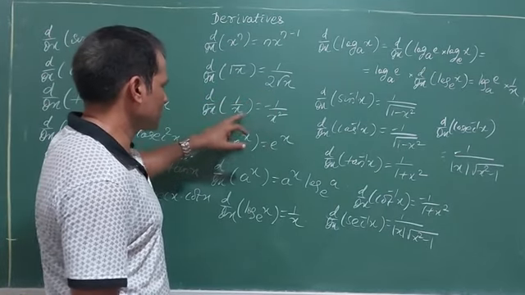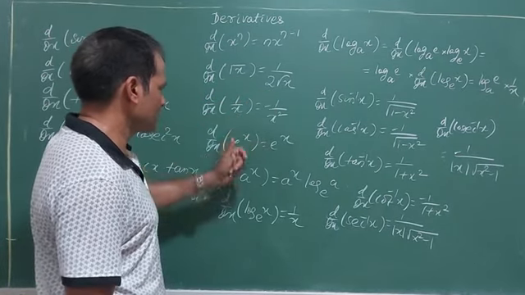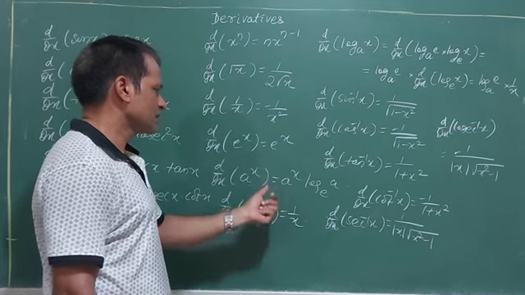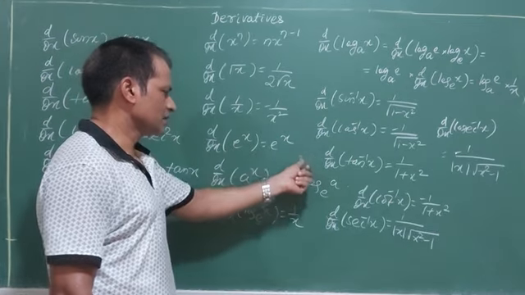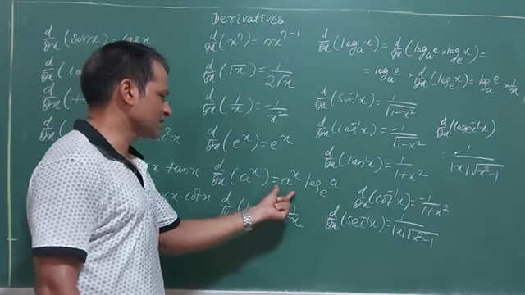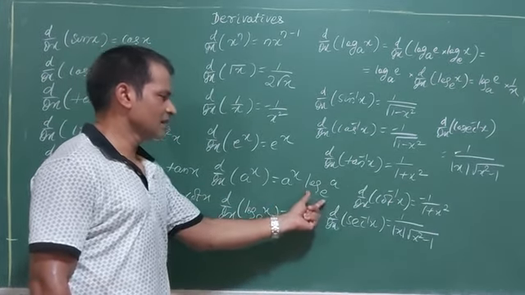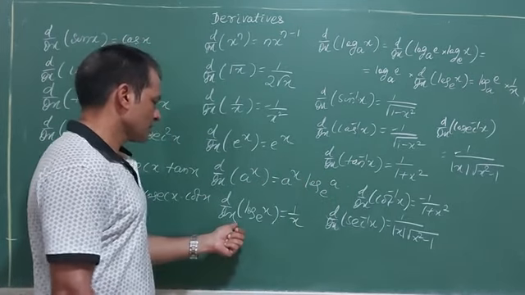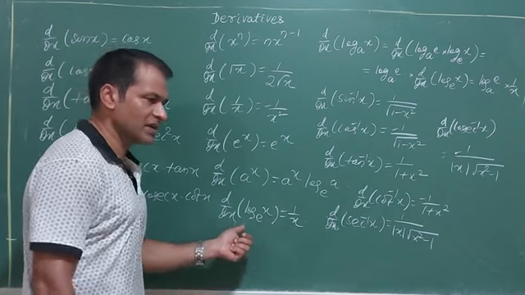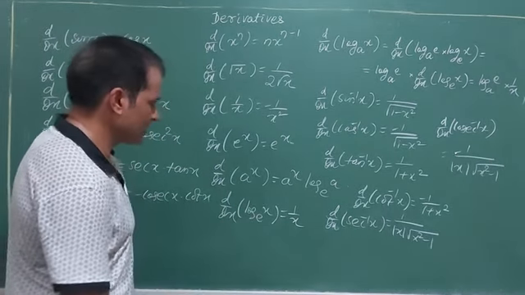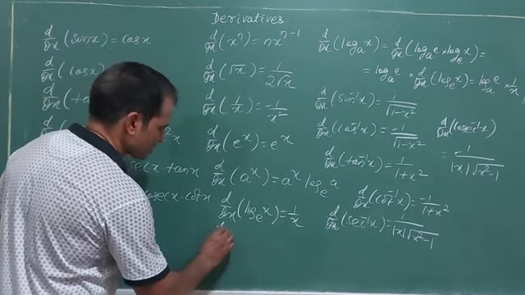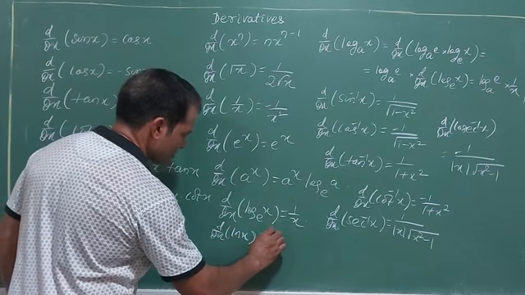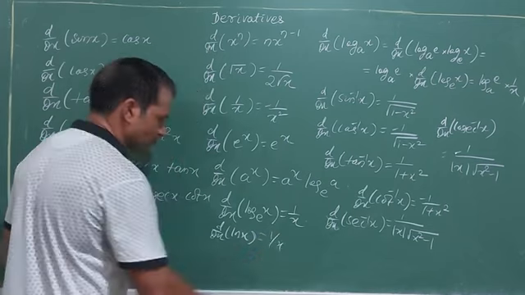1 by 2 root x, 1 by x, minus 1 by x square. Exponential function: dy/dx of e to the power x is e to the power x into log e e. Here we can say a to the power x derivative is a to the power x into log e a. It is log e e, same base index, e becomes 1. dy/dx of log e x, whenever in calculus you are going for log derivative, the base is e, which is also equivalent to dy/dx of log x, that is equal to 1 by x.